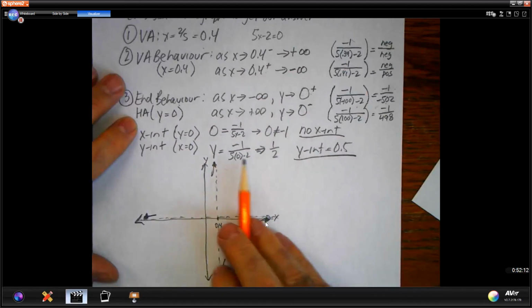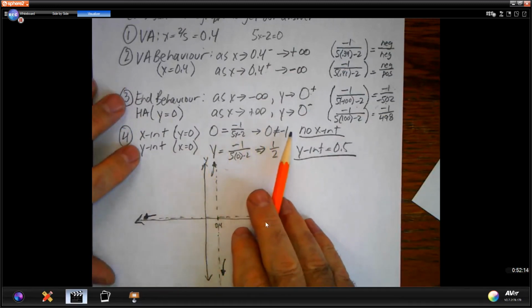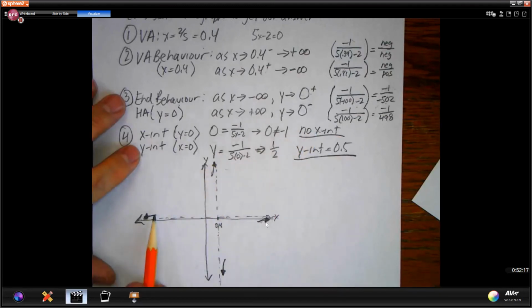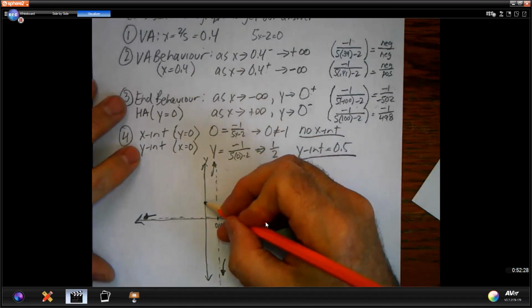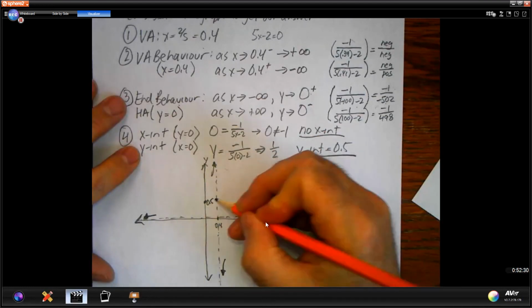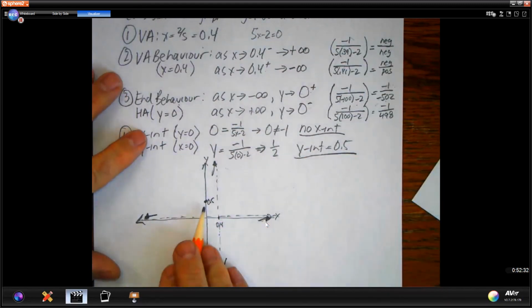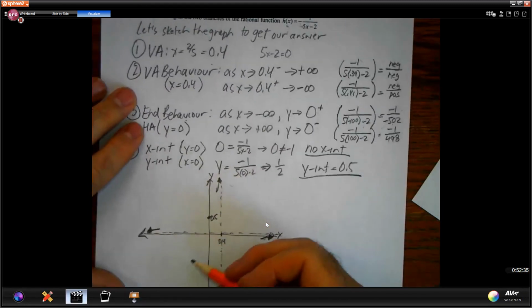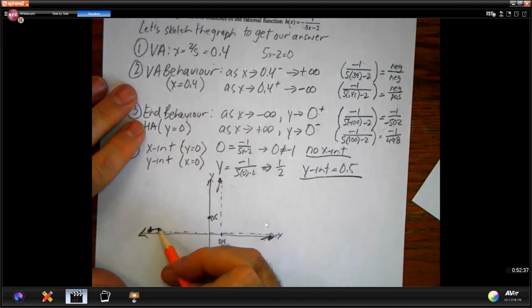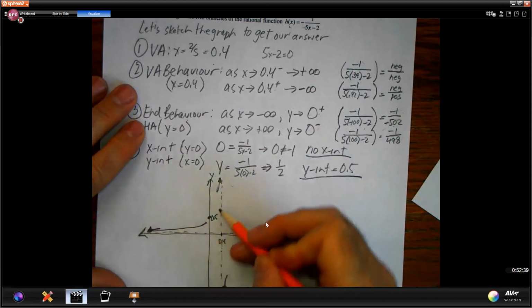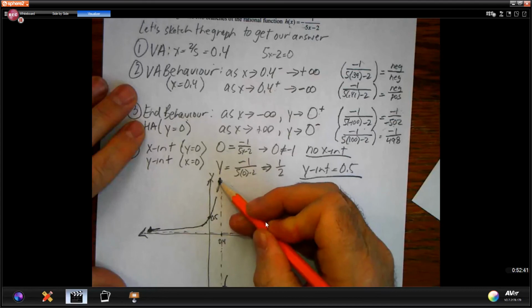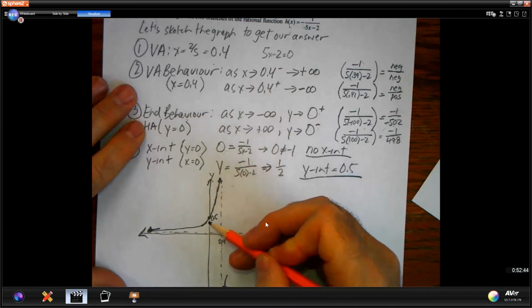Now the only thing we're going to add are the x- and y-intercepts. Well, there was no x-intercept, and that should make sense because the x-axis is where the horizontal asymptote is, so it should not cross there. The y-intercept is 0.5, so I'm going to put that in as a point. You can see how that tells me a little bit more information for my sketch, so I can make my graph a little bit more accurate than it would have been.